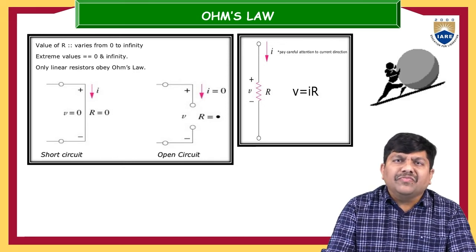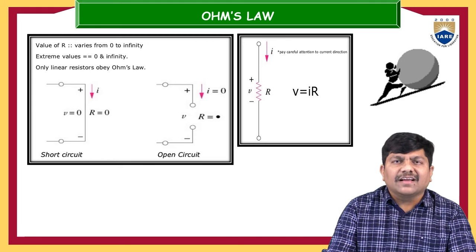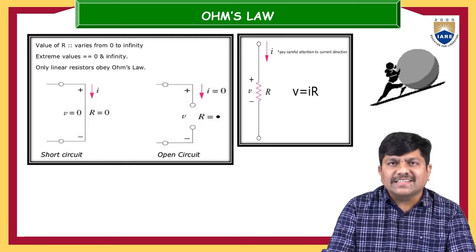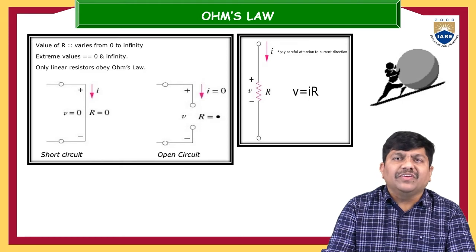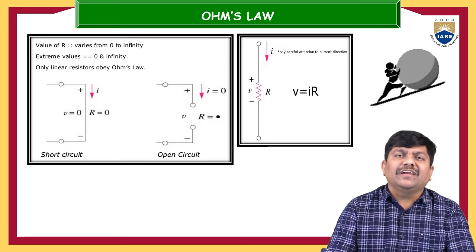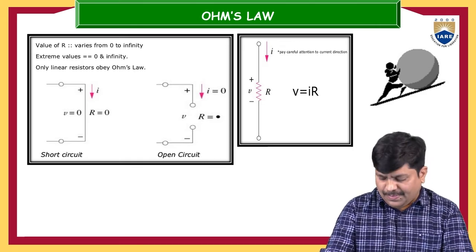Now R is equal to infinity means the conductor gets open circuited. Open circuited means the resistance offered by the conductor is infinity. So the open circuit nature is nothing but the resistance offered by the open circuit being equal to infinity, and the resistance offered by the short circuit is equal to 0.